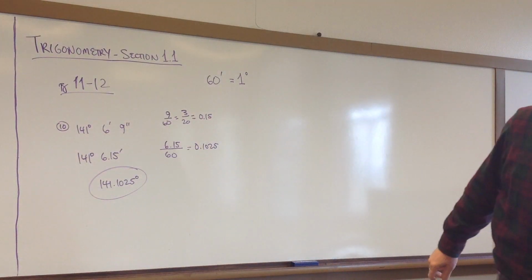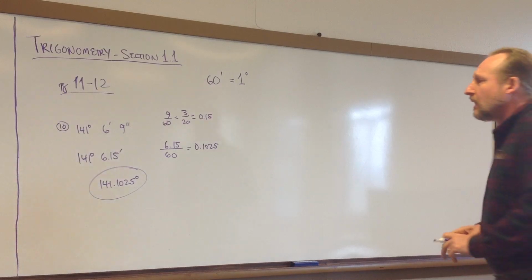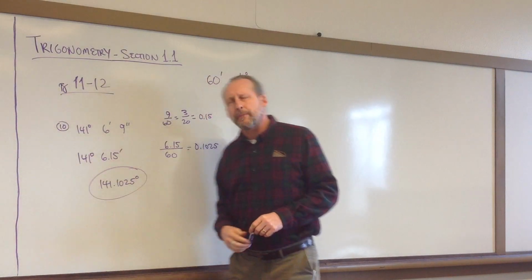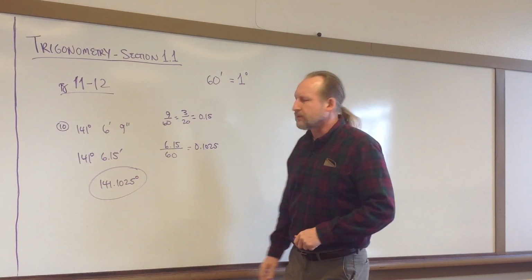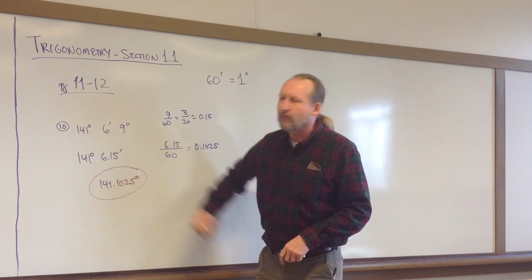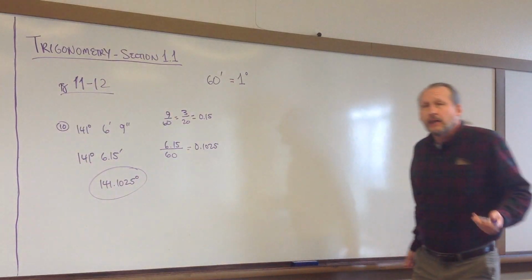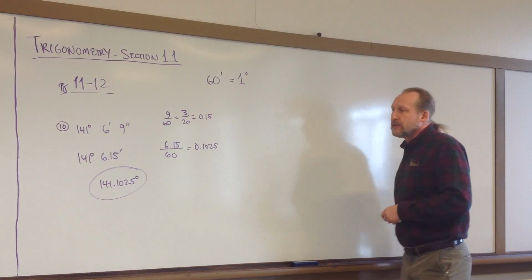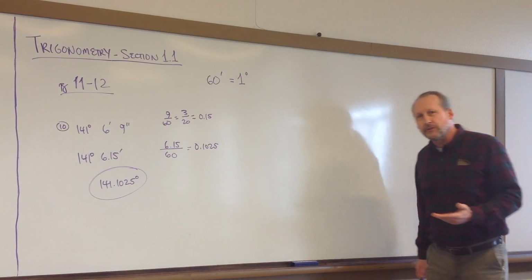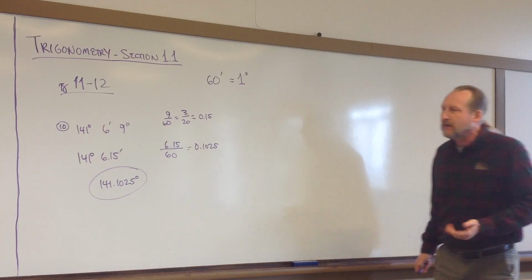As we're going through this, I've noticed that students sometimes have a habit of rounding off or just dropping digits that they don't want there. A lot of times people would just say, oh, this is just 141.1 degrees. If I ask you to round it to the nearest tenth, then that would be perfectly acceptable. If I don't ask you to round it, then don't round it.